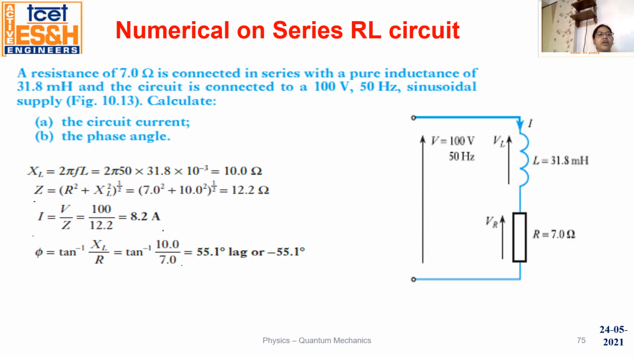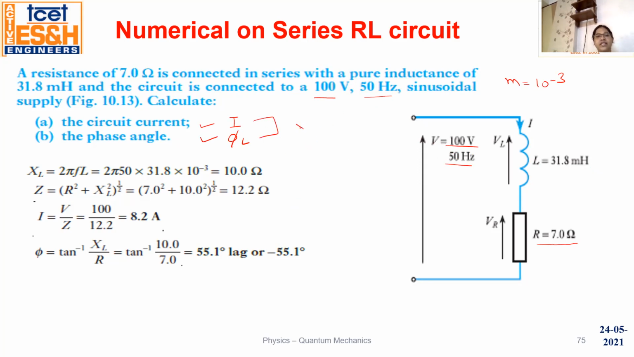Now, as per the numerical given, resistance is 7 ohm. So this is the 7 ohm resistance and an inductance of 31.8 millihenry. Milli means 10 to the power minus 3. So L is equal to 31.8 millihenry. The supply voltage is 100 volt, and the frequency of the supply is 50 hertz. Now they want us to find the circuit current I and the phase angle. These are the two things we have to find.